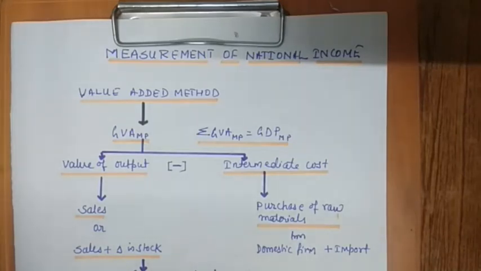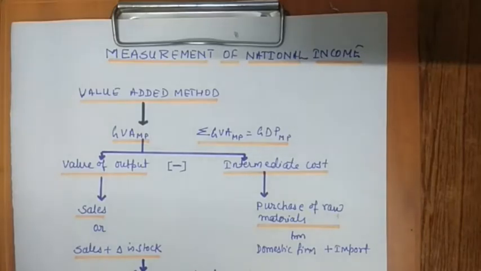Today we will take up value added method, and this method is important for your board examination for a 3-marker or 4-marker question. It may be numerical or it may be theoretical question. So please pay attention. Value added method is also known as product method or net output method.